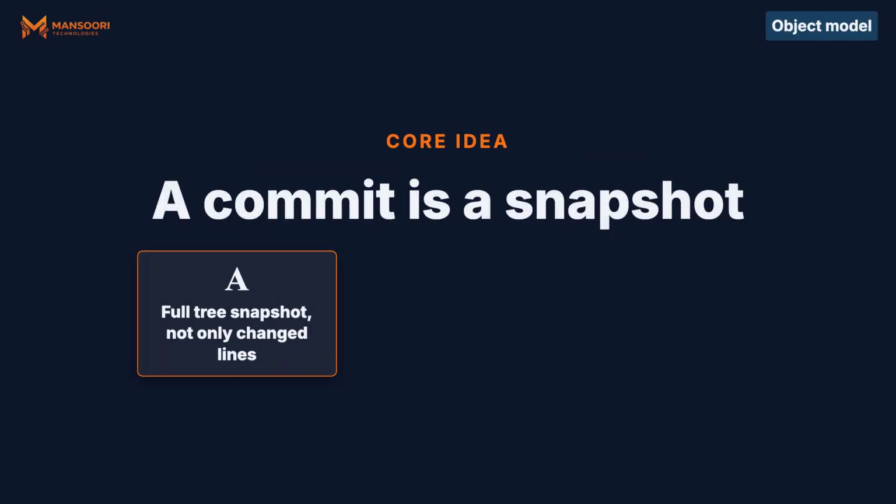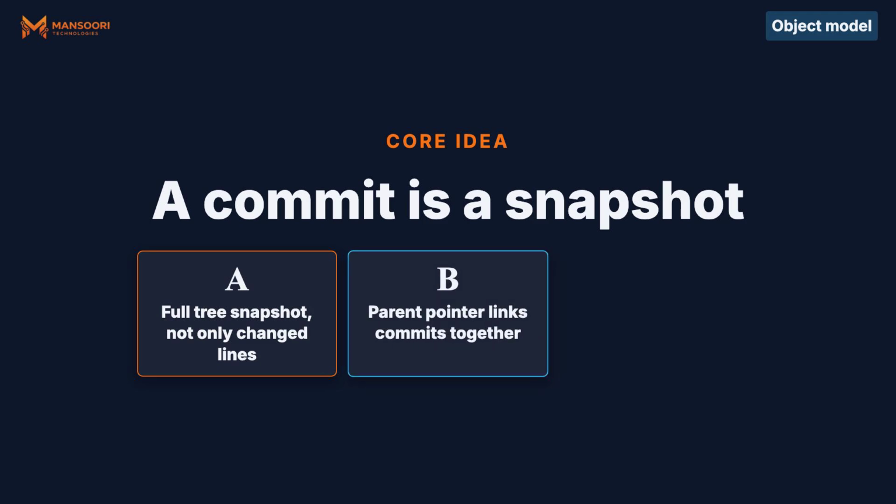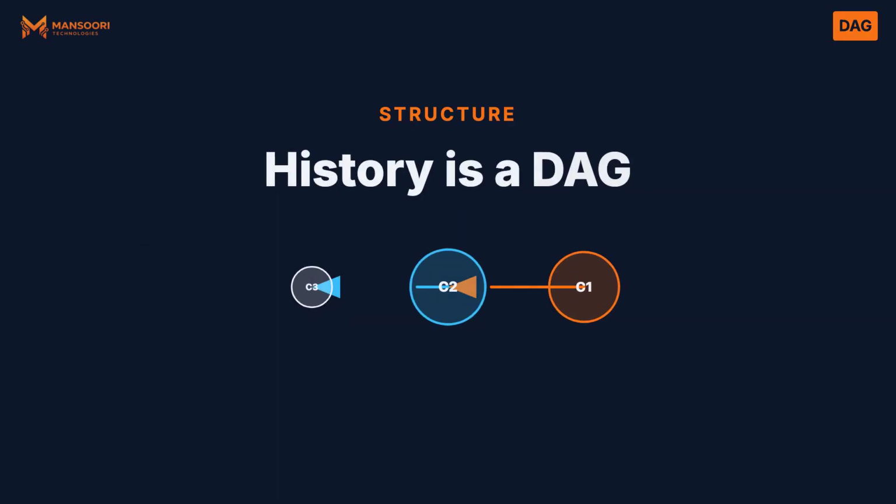A commit is not just a diff. It is a snapshot of your whole tree at one instant, plus metadata, including which commit came before, the parent. That parent link is what builds history as a chain and sometimes a tree. Those parent links create a directed acyclic graph. New commits point backward. You never loop in time. That simple rule is why Git history is navigable and why tools can draw graphs reliably.